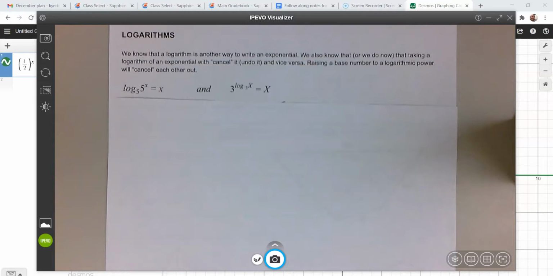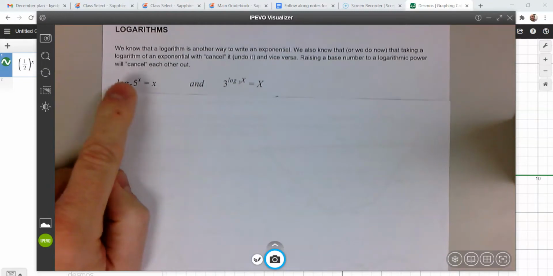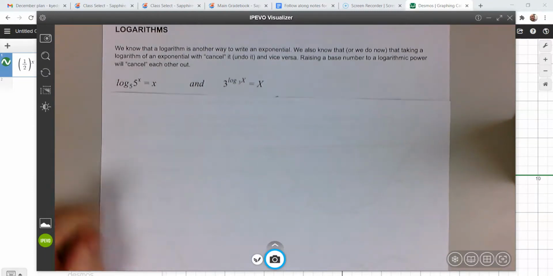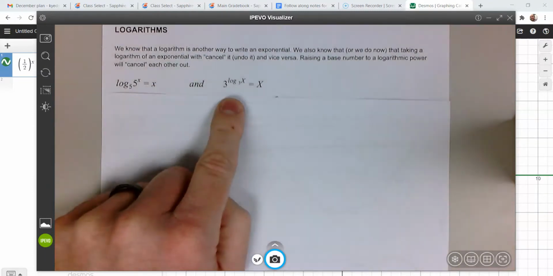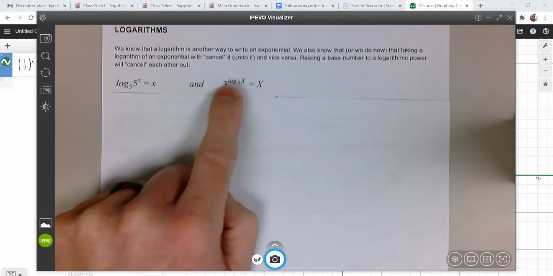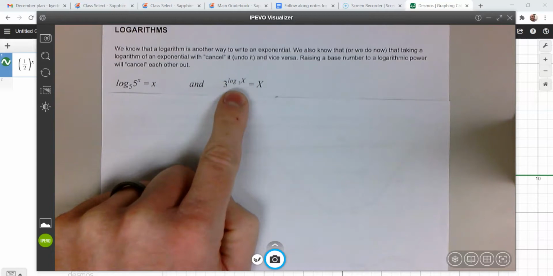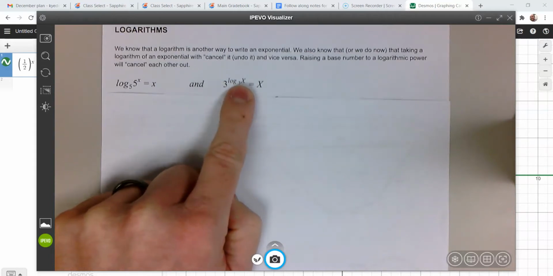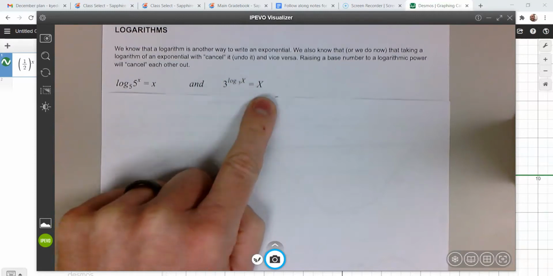One thing we do want to know, and if we haven't talked about this in class yet, here you go. Taking the logarithm of an exponential, they cancel each other out. Log base 5 of 5 to the x, that just leaves me with x. And vice versa. Raising a log to a power, so 3 to the log base 3 of x. Having a logarithm as your exponent, as long as those two bases are the same, those cancel each other out.